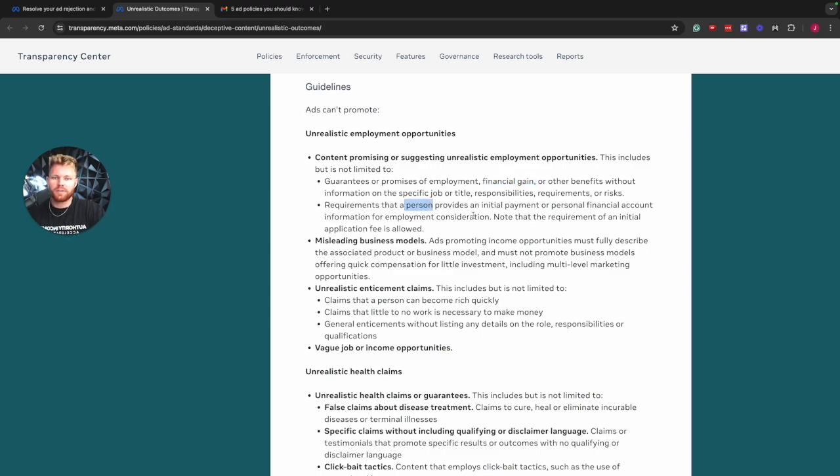Requirements that a person provides an initial payment or personal financial account information or employment consideration. Note that the requirement of an initial application fee is allowed. So this one, you kind of have to bend the rules a little bit here. Essentially what this is saying is, if you're going to go the route of asking for credit card information, that would definitely get flagged here as well, because there's kind of that fine line. You kind of got to play around with it a little bit. And I'll give you some ideas that I have and how I get around this a lot in a second. But misleading business models.